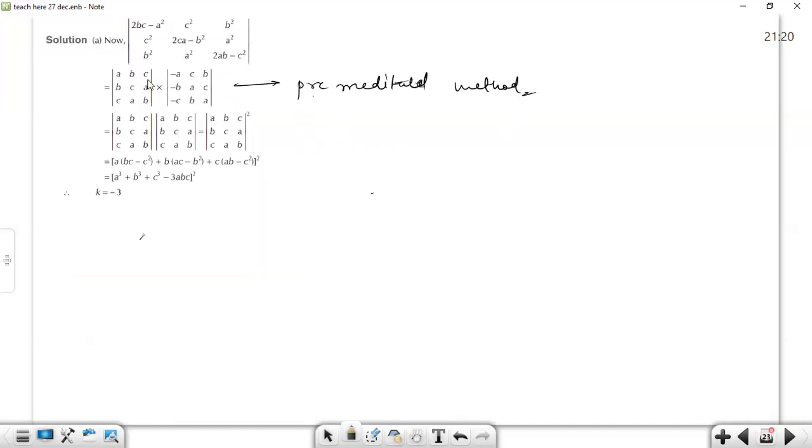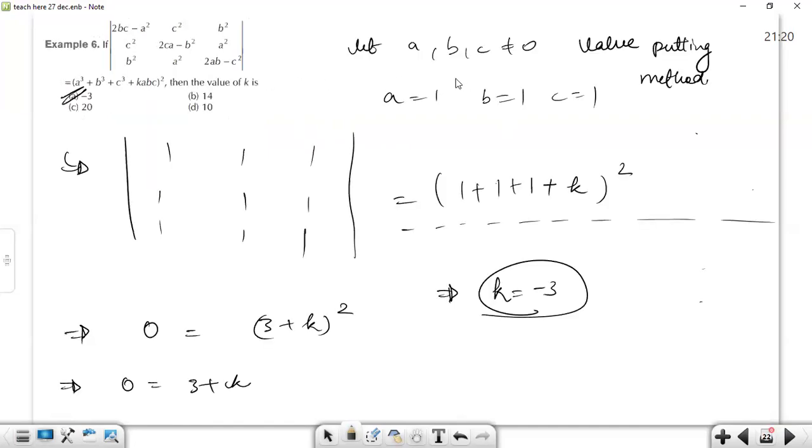But it's not that simple to even think for and expand the given determinant in this method. You need to do a lot of thinking. So value putting method is best, and it works most of the time in algebraic questions, and in trigonometry, most of the times.